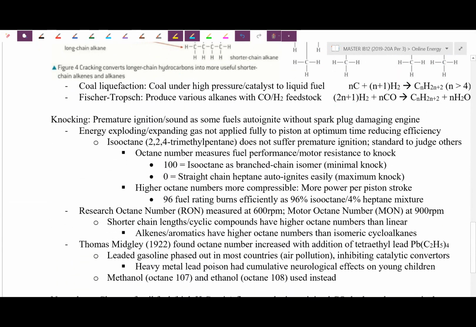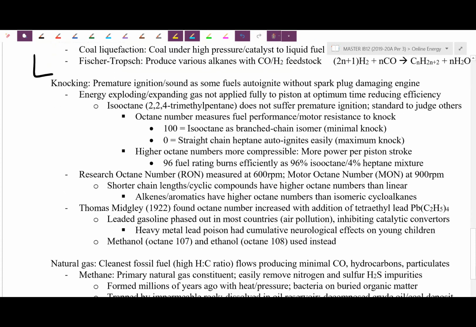We're going to take a look at octane number, because we talked about knocking. Knocking, again, is a premature ignition. You can also refer to that as auto ignition. We do want to burn the fuel, but I want to have control over when that fuel burns, when the pistons are expanding. This is fuel that's burning without the spark from your spark plug. It can end up damaging your engine, and it tends to produce a knocking sound from the engine, so that's why they refer to it as knocking. The energy of your exploding, combusted, expanding gas is not fully applied at the optimum time, and it reduces your efficiency.